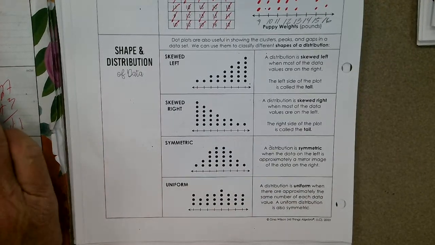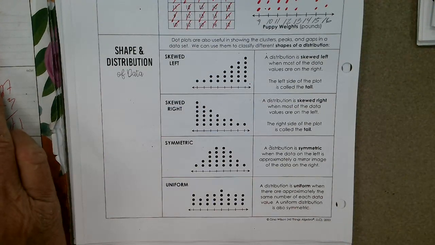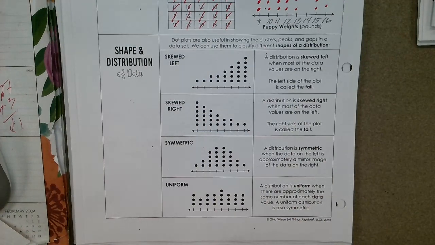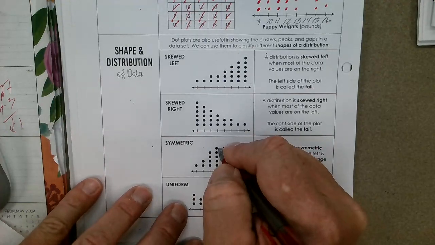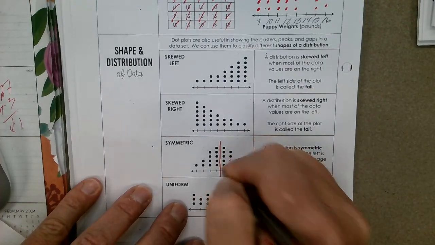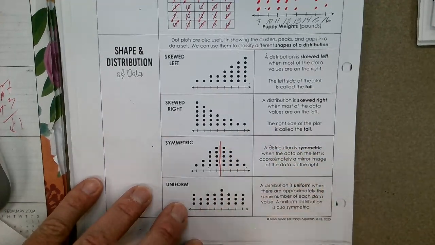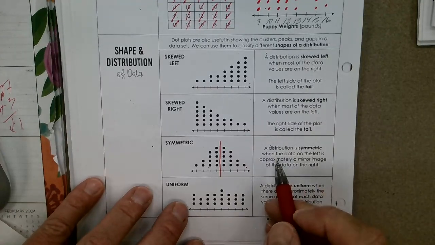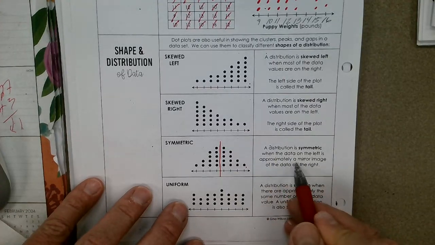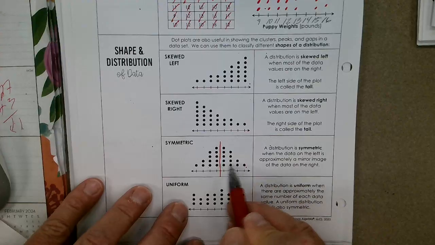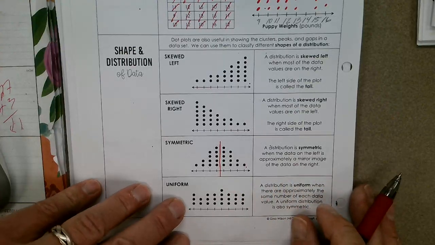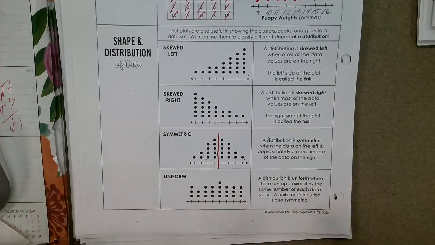Now symmetrical data, a line of symmetry, means that if I were to draw a line, one side would look very close to the other. It doesn't need to be perfect. So this side and this side look symmetrical. That's when the data on the left is approximately a mirror image of the data on the right. Your line of symmetry goes down the middle of your body.